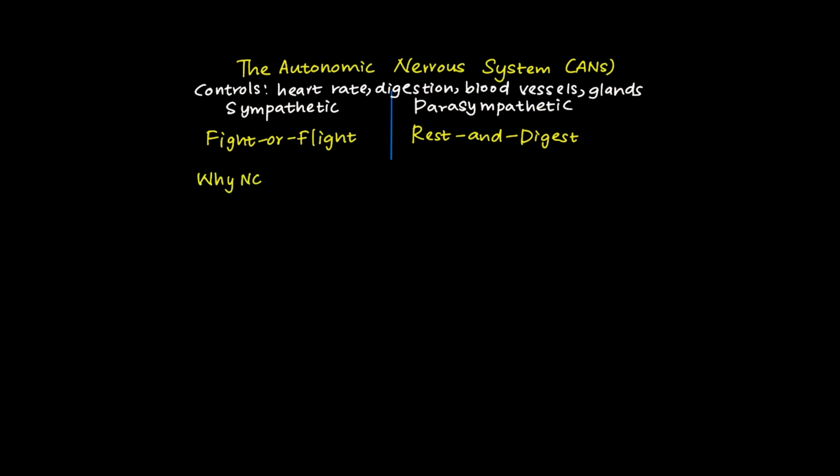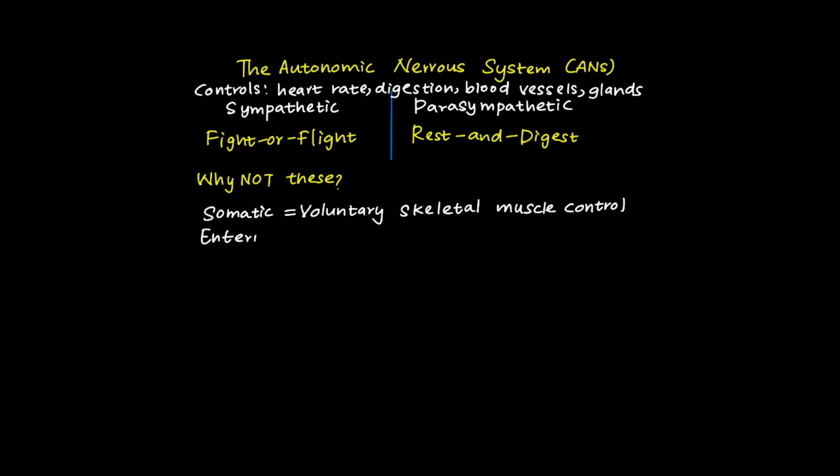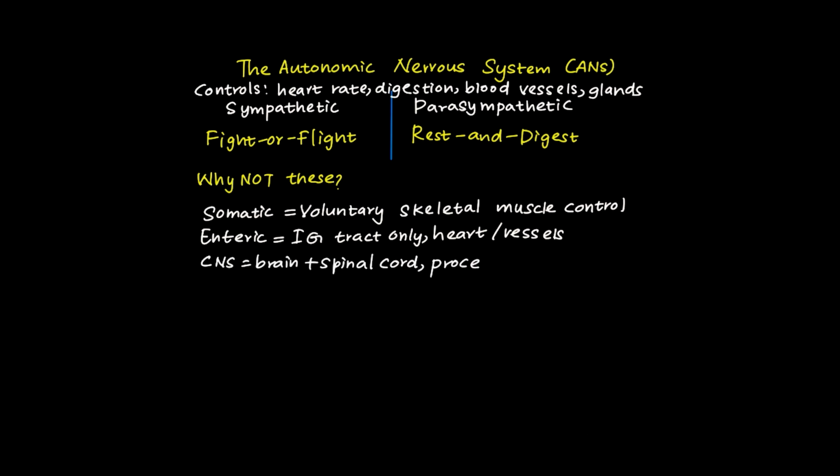The somatic nervous system is voluntary. It controls skeletal muscles and receives sensory input from the body surface. It doesn't run your heart or your gut. The enteric nervous system does handle the gastrointestinal tract, but it's limited to digestion. It doesn't regulate heart rate or blood vessel diameter. The central nervous system is the brain and spinal cord. It processes information, but the actual regulation of organs is carried out through the autonomic division of the PNS.